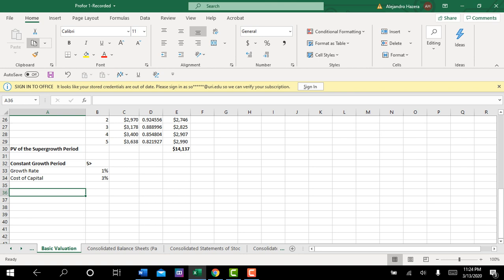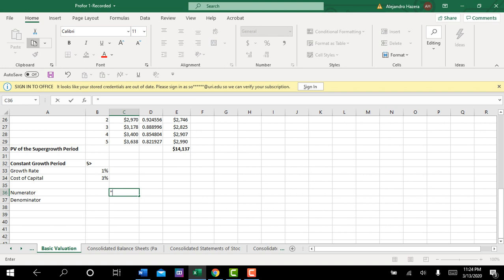As you recall from class, there's a numerator and there's a denominator. I'll just label these. If you'll recall, the numerator is equal to year t plus 1. In this case, that would be year 6, year 5 plus 1. If you use year 5 plus 1, when you do all the math for this, and it really isn't that hard, you will get the value at the end of year 5. That's just the way the math works out. The denominator is really the cost of capital minus the growth rate, right in front of you.